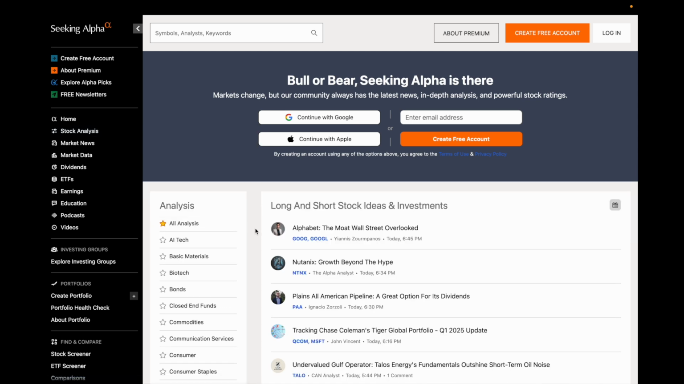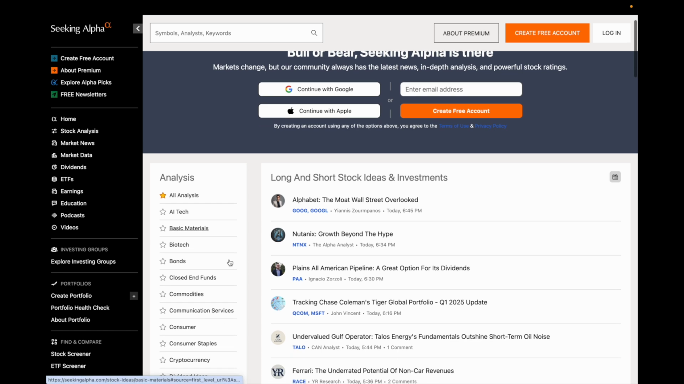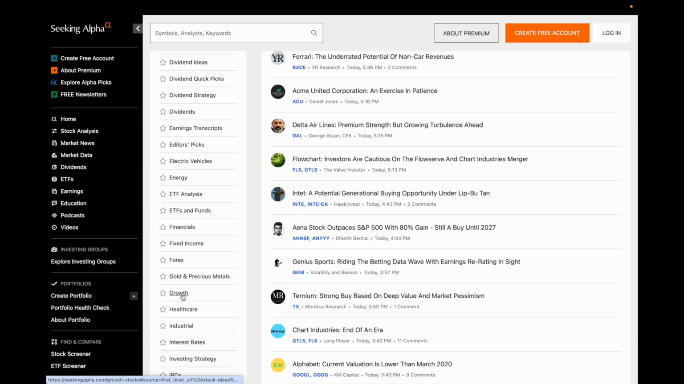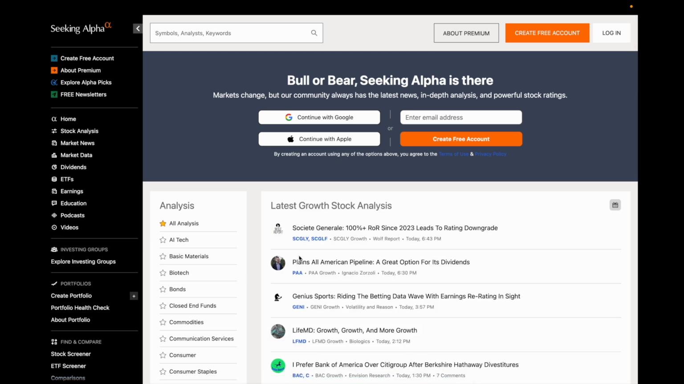Under the Stock Ideas page, I want you to scroll down all the way to where you see growth stocks right here. So if you scroll down to the G, it'll say growth, and then press on that. Now once you're here, it'll say the latest growth stock analysis.